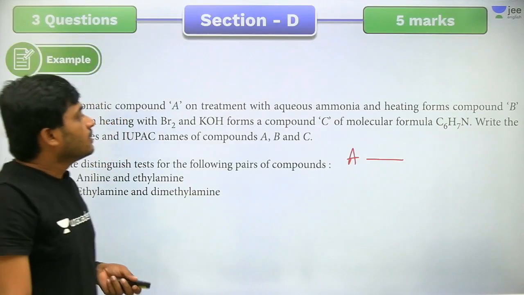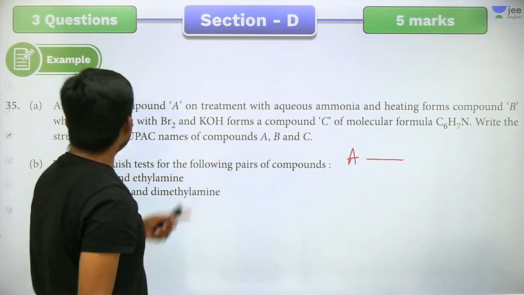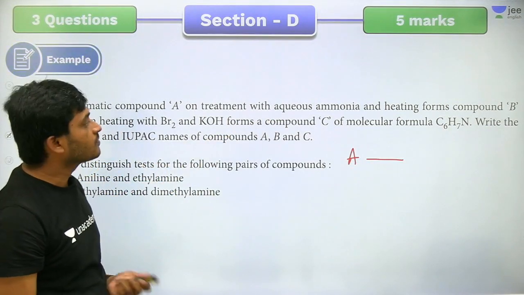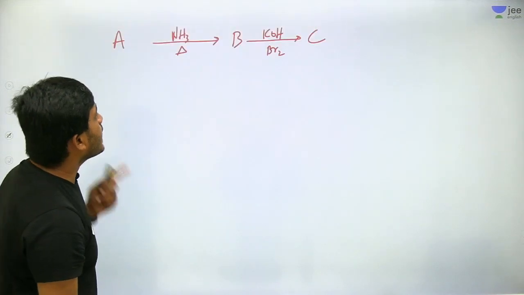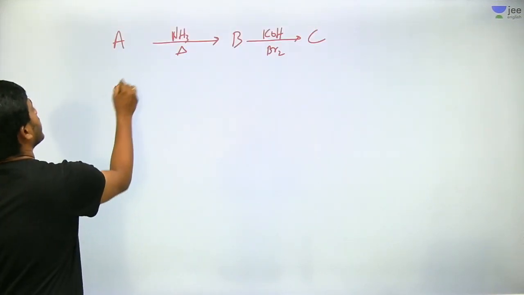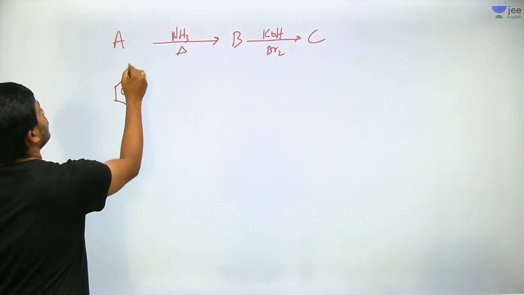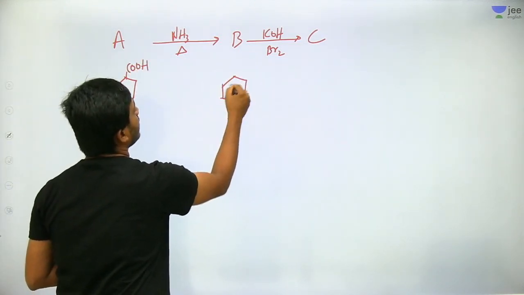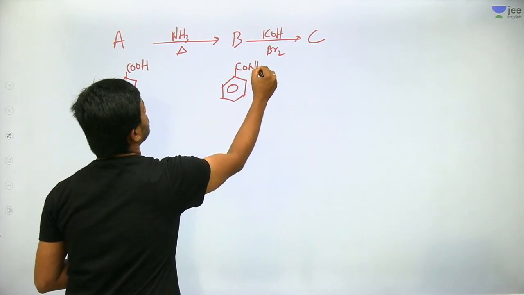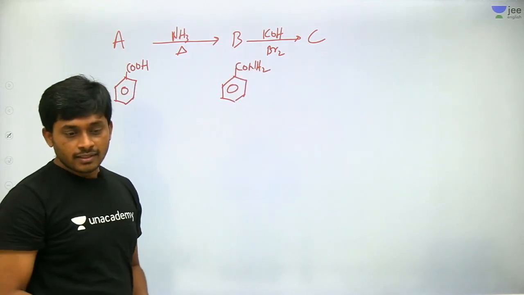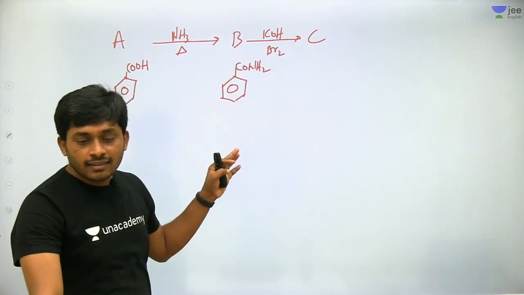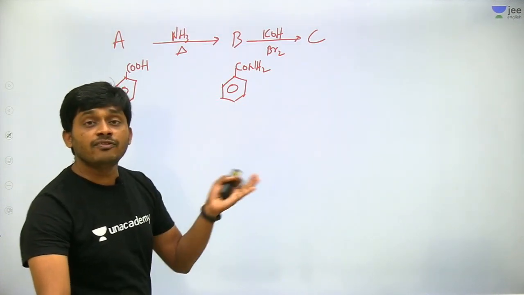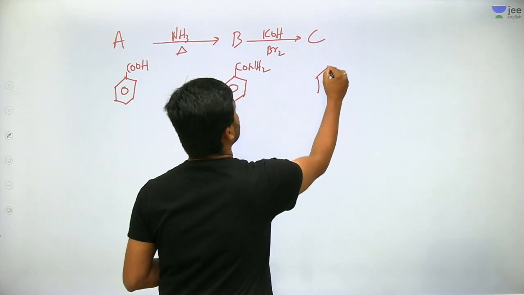Okay, the molecular formula is given. Write the structures and IUPAC names of these compounds. See, what is A here? It is an aromatic compound, this is COOH. So B is an amide, CONH2. Correct? So the last reaction is very clear, very simple also. It is the Hofmann bromamide reaction, so we get NH2.